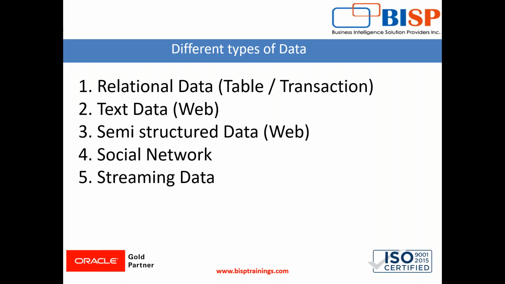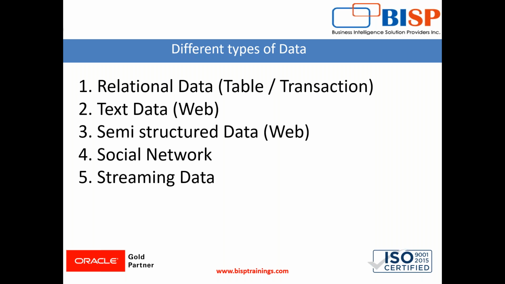Now, different types of data. What type of data are we going to work with? First of all, relational data. The data that comes from database tables and transactions is called relational data, because every table has a relation with another table. Text data means website data, web scraping data. I will show you an example of web scraping also.